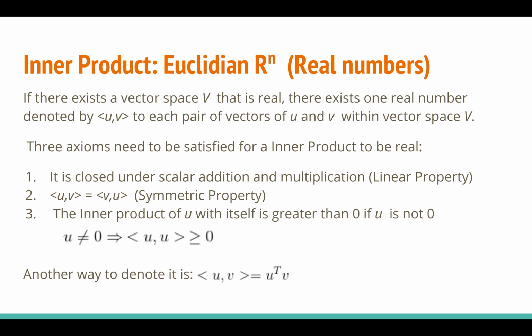One, it is linear, so it's closed under scalar addition or multiplication. Two, it's symmetric, so the inner product of u comma v should be equal to the inner product of v comma u. And three, the inner product of u with itself is greater than 0, if u, of course, is not 0. And this is all assuming that u and v are vectors. Another way we can denote the inner product is basically the transpose of vector u times the vector v.